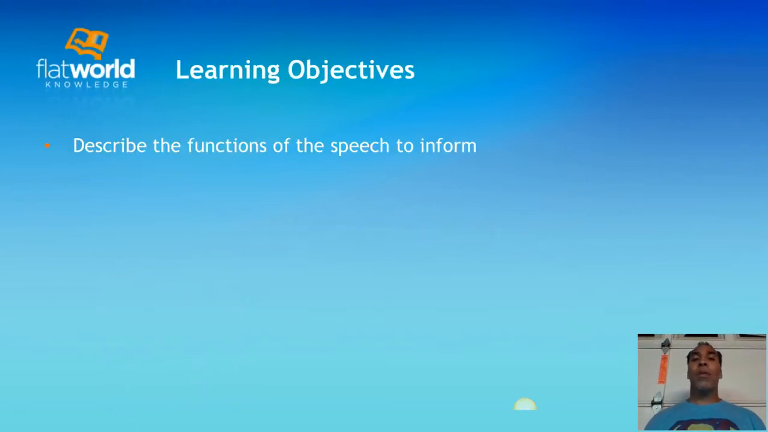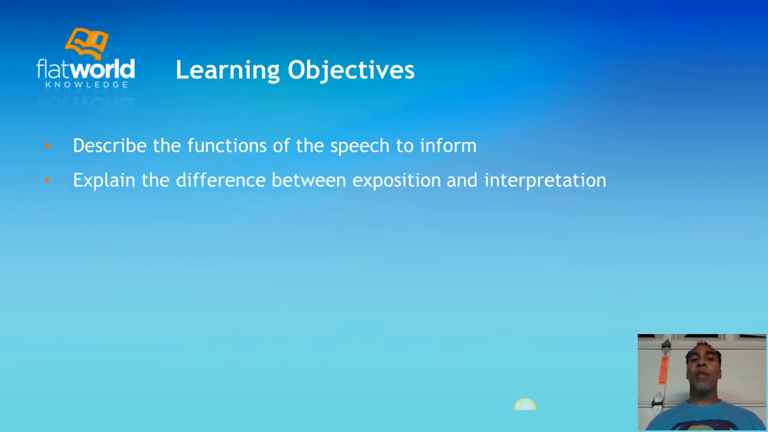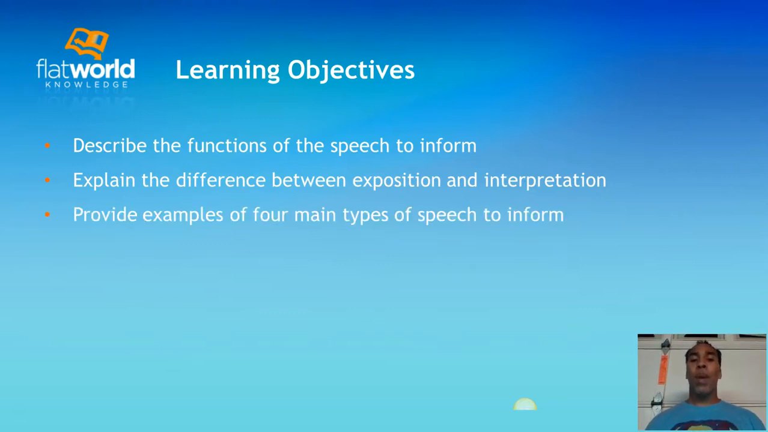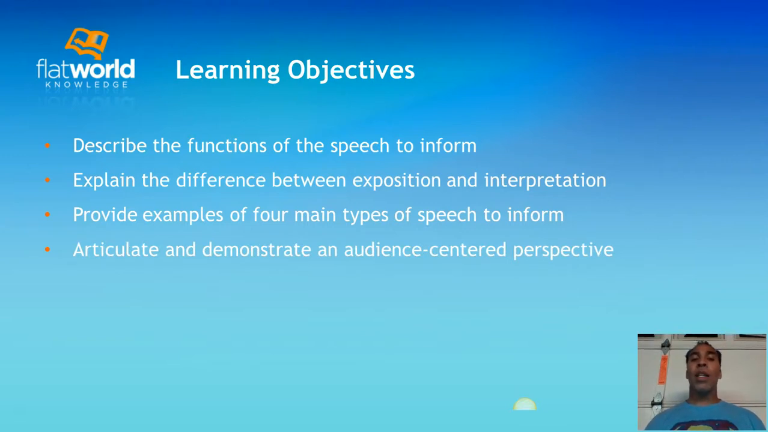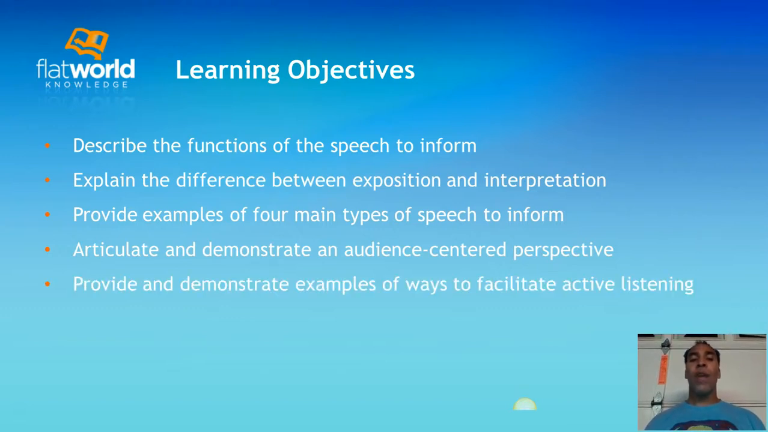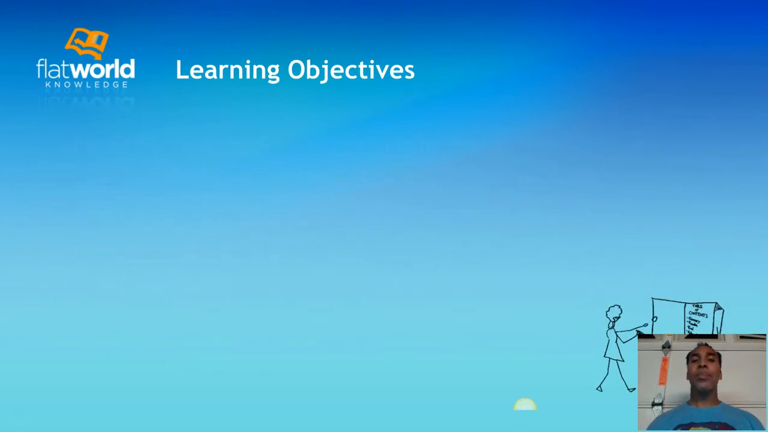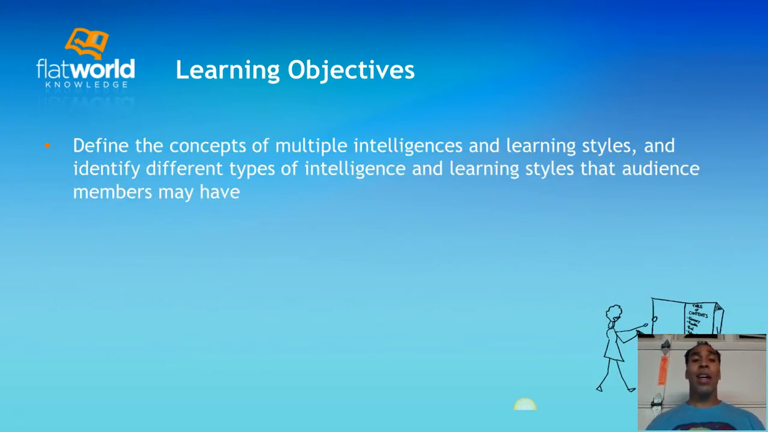So the learning objectives for Chapter 13 are: describe the functions of speech to inform, explain the difference between exposition and interpretation, provide examples of 4 main types of speech to inform, articulate and demonstrate an audience-centered perspective, right? You want to center around your audience, especially if you already know who that audience is. Provide and demonstrate examples of ways to facilitate active listening. That means that you're not thinking about doing your laundry or what you need to pick up or anything like that. You want to be actively listening and engaged. Or you want your audience to be actively listening and engaged.